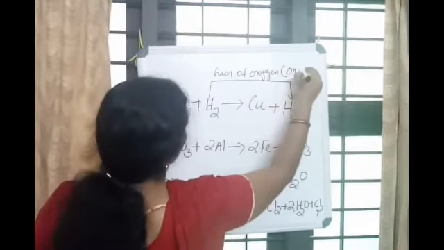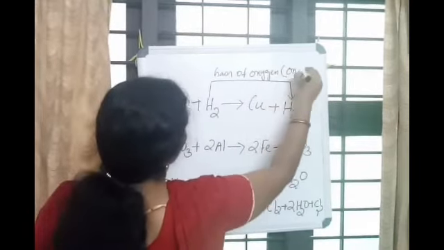And what happens to the copper oxide then? Copper oxide loses its oxygen. What is loss of oxygen? Loss of oxygen is reduction. Clear? Hydrogen gains oxygen and forms water, and copper oxide loses oxygen to form copper. So here the process for copper oxide is reduction, and for hydrogen the process is oxidation.